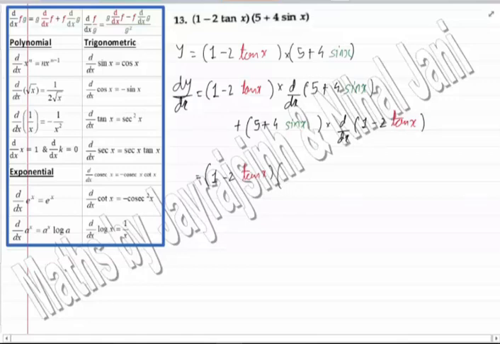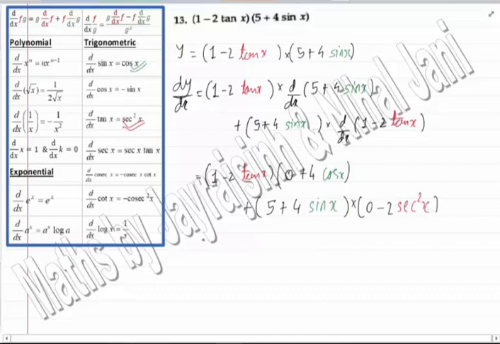5 is the pure constant term, so its differentiation will be 0. 4 is in multiplication with sin x, so 4 will remain as it is, differentiation of sin x is cos x, plus our second bracket is as it is. Let's differentiate the first bracket. Okay, differentiation of 1 is 0. 2 is in multiplication with tan x, so we have to focus on the differentiation of tan x, which is sec square x, right? So yeah, we complete the differentiation.